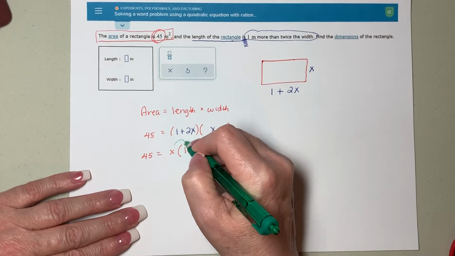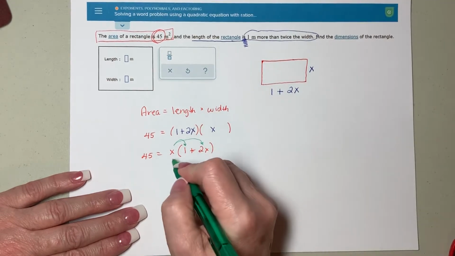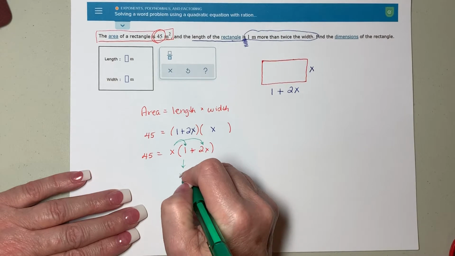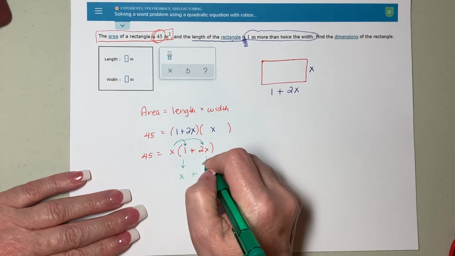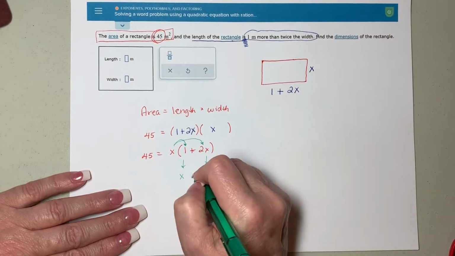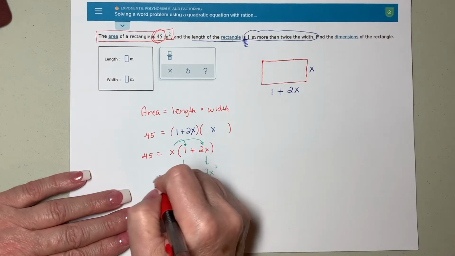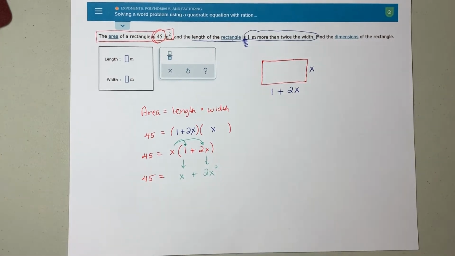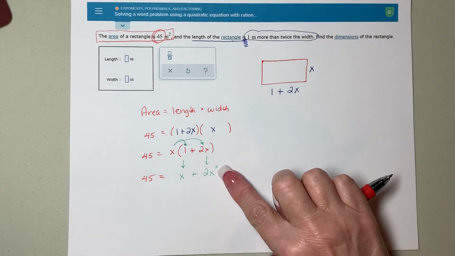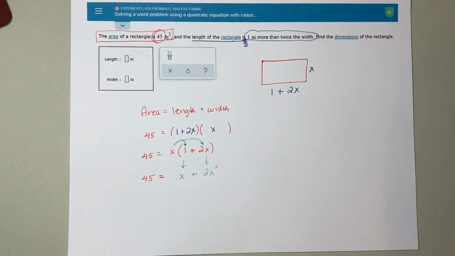So I'm gonna take x times the 1 and x times the 2x. x times 1 is just 1x, and x times 2x is 2x squared. And then this is still equal to 45. As soon as I distribute and that x squared shows up, I realize I've got a quadratic equation, which means in order to solve it, I've got to set it equal to 0, pray that it factors, because if it doesn't, I'd have to use the quadratic formula.